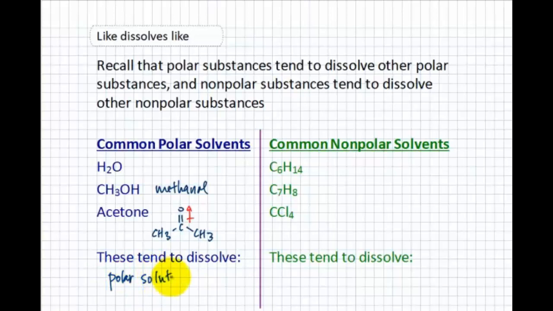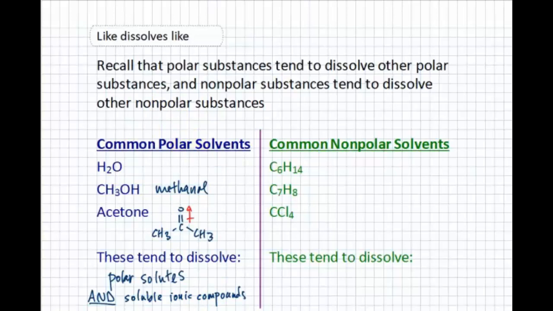Okay? But in each case, all of these polar solvents tend to dissolve polar solutes, and we'll talk more about this in a second, soluble ionic compounds. We'll talk about why that is in a moment. But an ionic compound, if it's soluble, will require a polar solvent in order to dissolve.